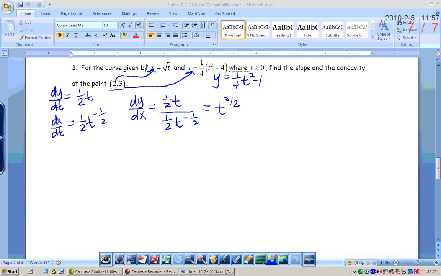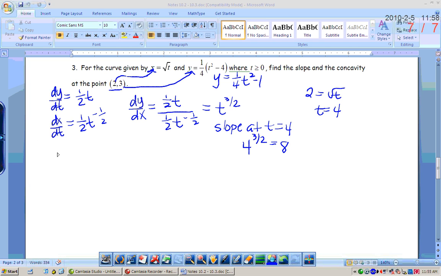If I plug in a 2 for x and solve for t, and if I plug in a 3 for y and solve for t, it should be the same thing. So what's the easier equation to use? X. Right. So 2 equals the square root of t, so therefore t equals 4. So the slope at t equals 4 will be 4 to the 3/2 power, which does actually simplify nicely into 8. Very nice. Okay, so not that bad.